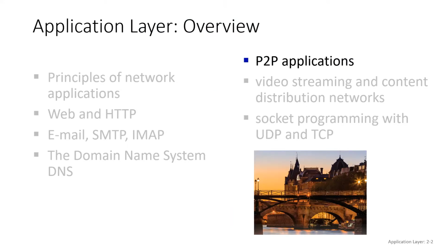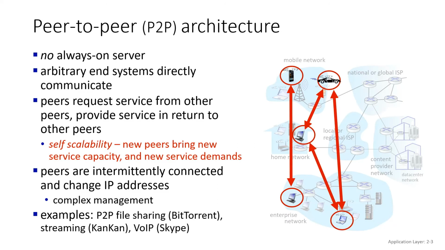So P2P applications are basically a peer-to-peer architecture as a whole is an architecture where you have no servers. As opposed to the client server one, you do not have a server that is the sole source of data. Anyone in the peer-to-peer architecture has data to communicate, right? So all the peers are servers depending on who is sending or who is receiving.